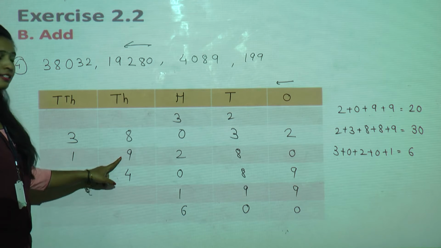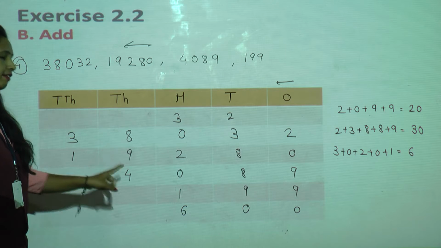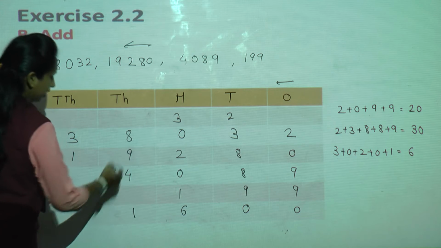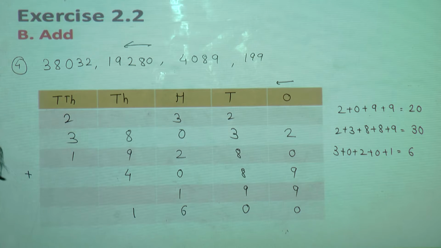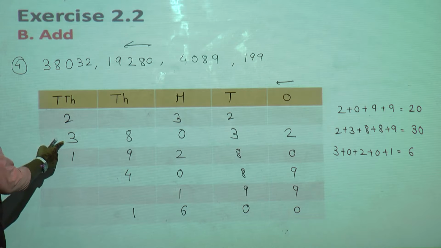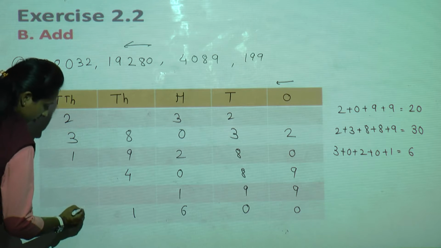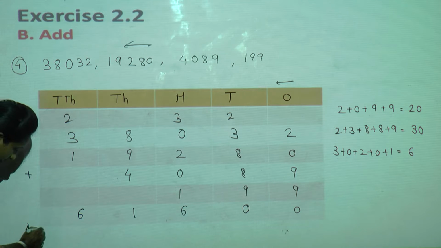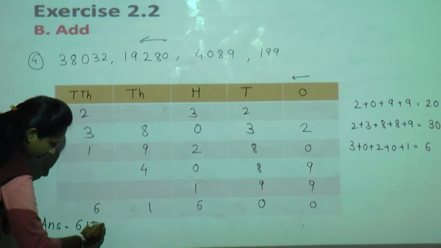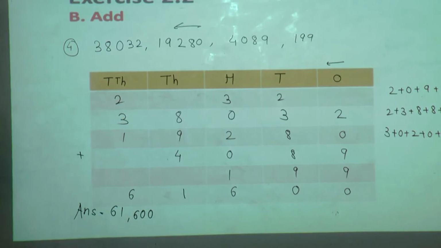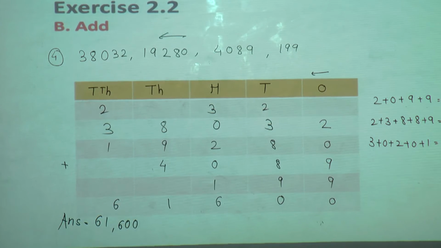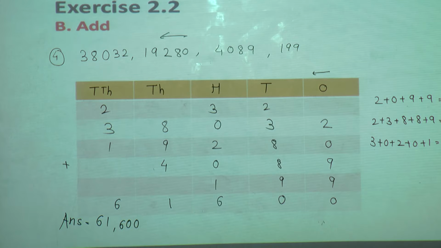Now 8 plus 9 plus 4. Now see, 8 plus 9, 17. 17 plus 4, 18, 19, 20, 21. So write 1 here on thousands place and 2 carry to 10,000s place. Now 2 plus 3, 5. 5 plus 1, 6. So what is our answer? Write here answer, that is 61,600. Got it? Understood? This sum understood everyone? Yes, very easy sum. Okay? Now we'll move to the next sum.